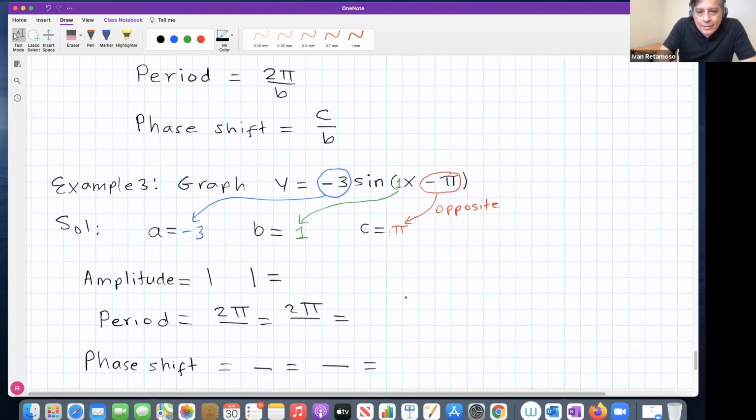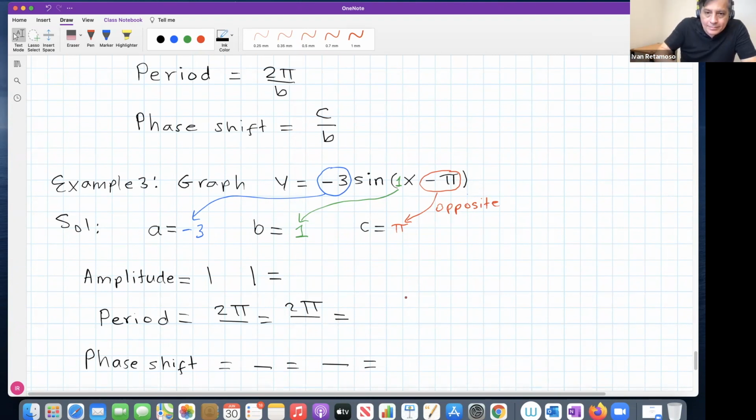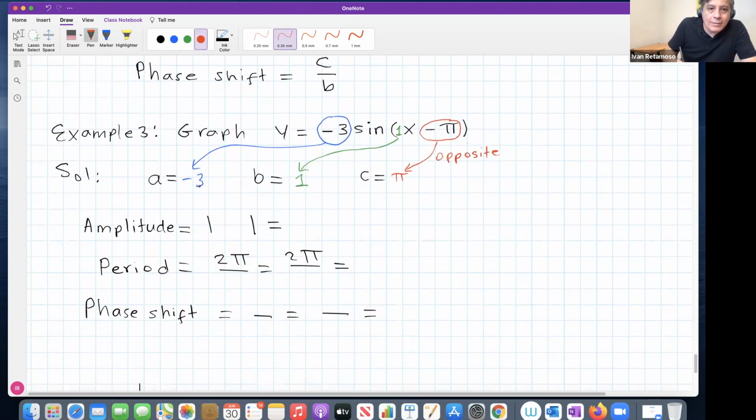Yeah, all right, so now we have the amplitude. For the amplitude, we take the absolute value of A, which is the absolute value of -3, which is +3. Remember, the absolute value removes the sign. Period is 2 pi over B, but B is, in this case, 1. So 2 pi over 1 is 2 pi. Phase shift is, remember, C over B. C is pi and B is 1, so the phase shift is just pi.